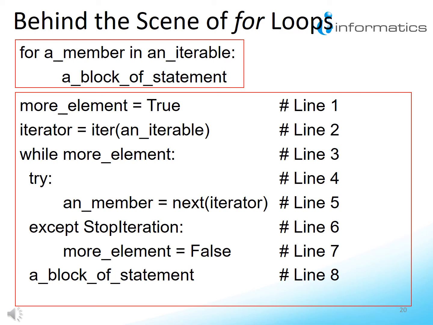Lines 3 to 8 form an indefinite loop, the while loop. The loop body starts with a try-except block, followed by the main business logic. In the try block, we ask the finger, the iterator, to move to the next element, if any, and store the element in the variable element. If there is no next element, the finger will raise an exception called StopIteration. The except statement will catch the exception and turn the loop continuation condition, more_element, to false.